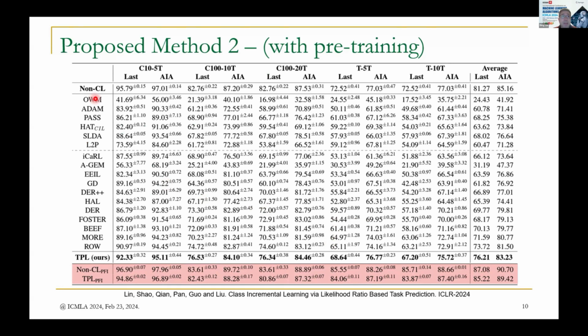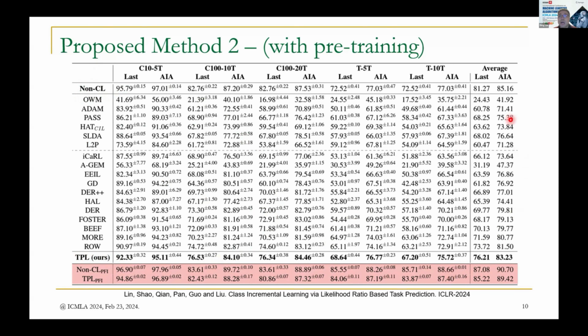So you can see the upper bound is there, this line called non-CL, so non continual learning. In this case, we pool all the tasks, all the data, all the classes together and learn a single model in traditional supervised learning. And this pink part and also this TPL, we're doing class incremental learning, but we have a pre-trained model in this case. And even the non-CL has a pre-trained model as well.